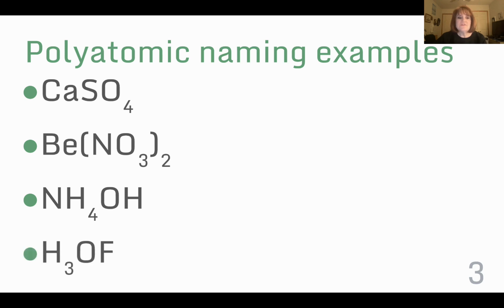NH4OH, and H3OF, the first thing you have to do is, if you don't have parentheses, you have to figure out where your polyatomic is. And part of that is just learning the polyatomic list that you've been given. But you have CaS, or is it SO4? Well, if you look at your polyatomic list, it's SO4. So that means the first name is simply the name of the element, calcium, and the last name is the name of that negative polyatomic, sulfate.